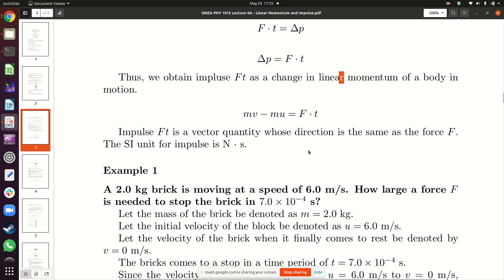The units of impulse, Ft: F, which is a force, is measured in newtons. Then T is measured in seconds. So you end up having units of newton second. Are we clear?